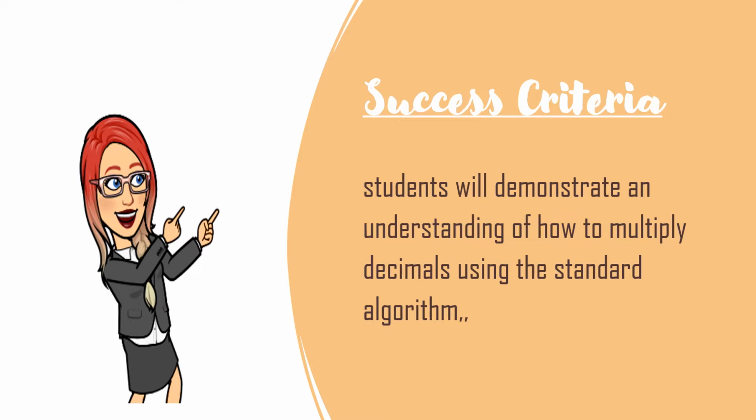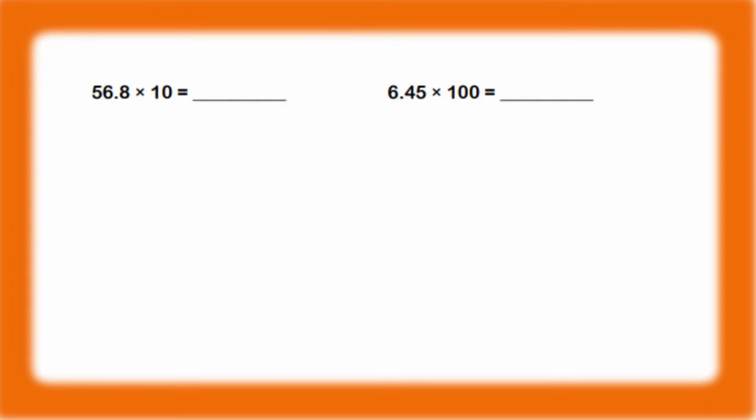Now, what is our success criteria? Our success criteria is to understand how to multiply decimals using the standard algorithm. If we have any number, any quantity, any value containing a decimal, what do we call this? This point is said to be a decimal, or you can also say it as point.